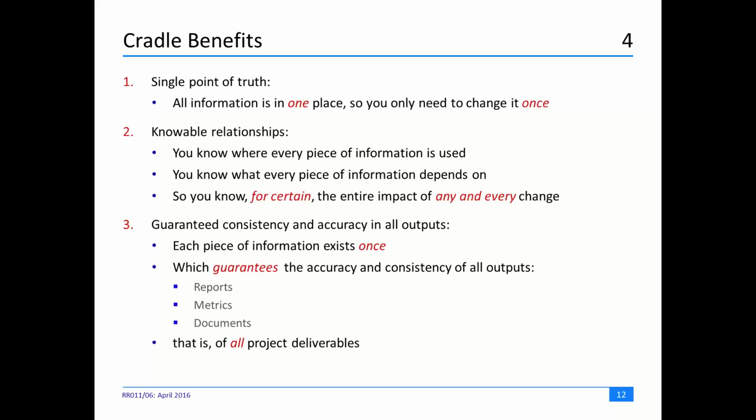It gives you knowable relationships. You know where every piece of information is used. You know what every piece of information depends on for certain, without any ambiguity. You know the impact of any and every change that you make. If you change a piece of information, you know with absolute certainty what the effects will be of that change.